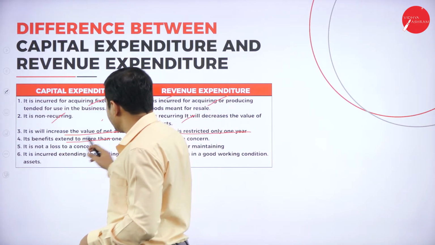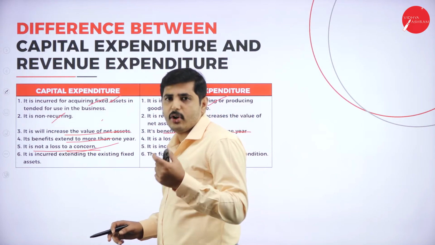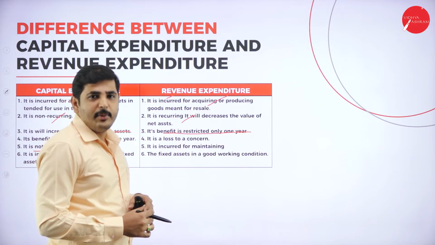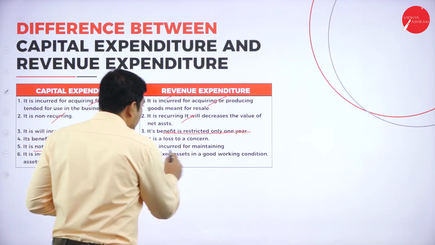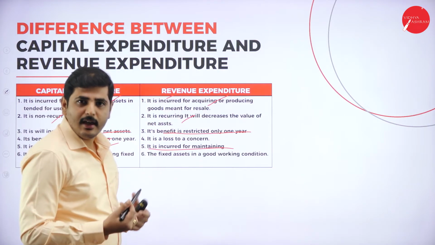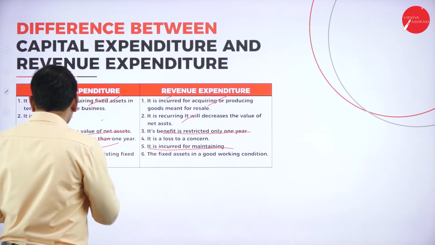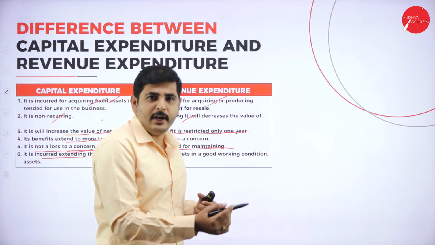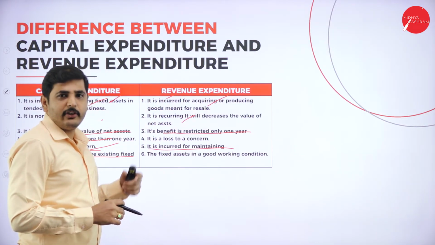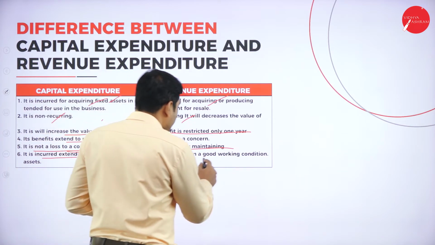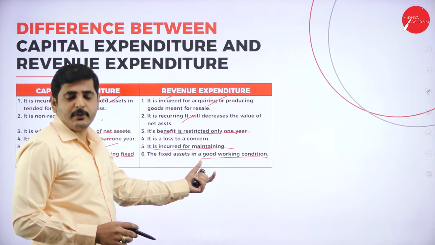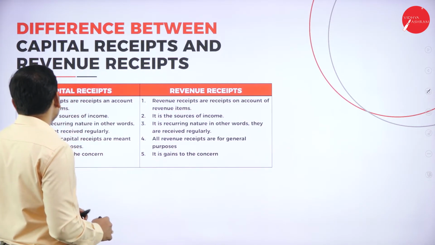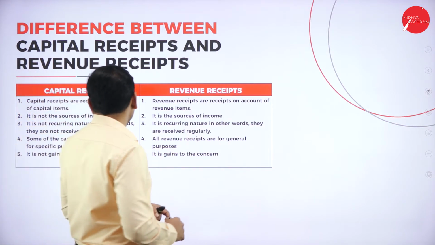Next one, once the benefit is exhausted, it is a loss to the concern. For capital, there is no loss, because when I sell the building, there is no loss. I will sell the building for profit. But when I sell finished goods, I may have a loss also. Next one, capital expenditure is incurred on extending existing fixed assets. If I want to build more buildings in the institution, we can call it capital. If you spend to keep the fixed asset in good working condition, like repairs, it comes under revenue expenditure.